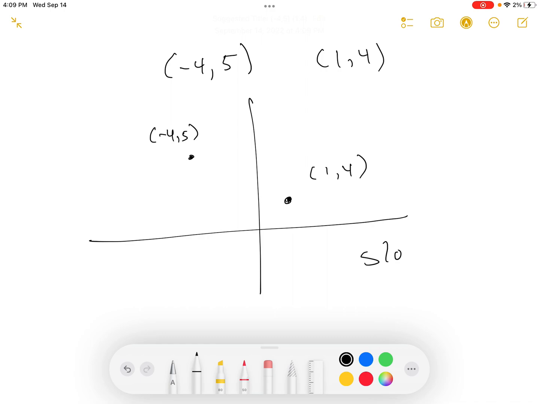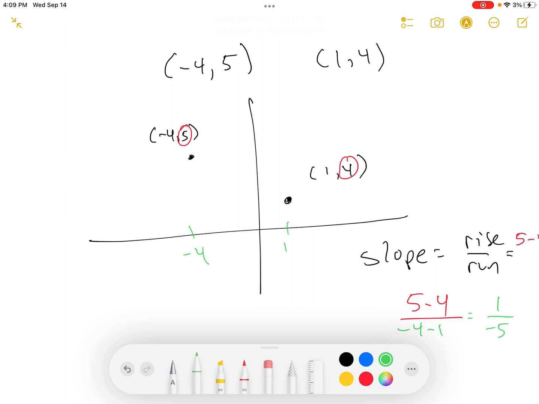Okay, so again, slope is rise over run. And the thing that talks about the rise, the thing that we care about first, is this one right here. So we're going to do 5 minus 4. Oh, running out of room there. Let's do 5 minus 4. And on the bottom, we're going to do negative 4 and 1. So let's do negative 4 minus 1. That's going to give us 1 over negative 5, negative 1/5. That's going to be our answer.